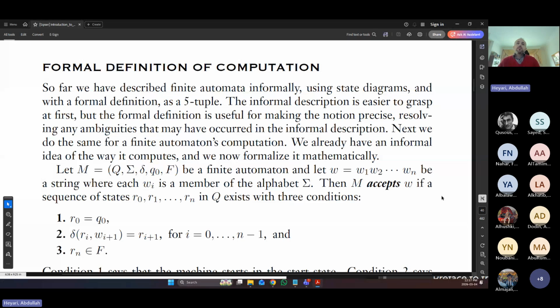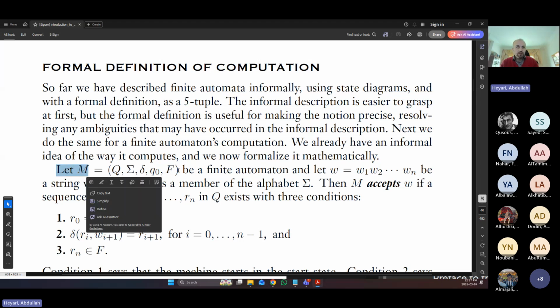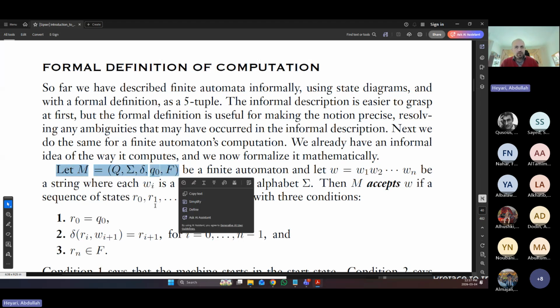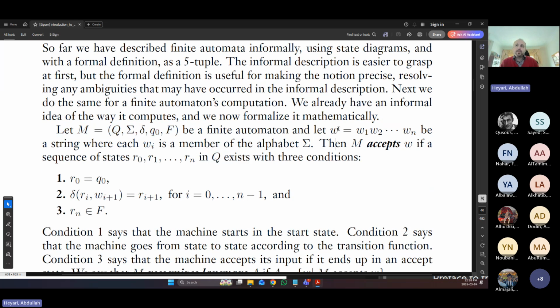So here we already have an informal and a formal definition. Let M be this machine. This is a finite automaton. And let a string W, which consists of the following sequence of symbols, be input to the machine.